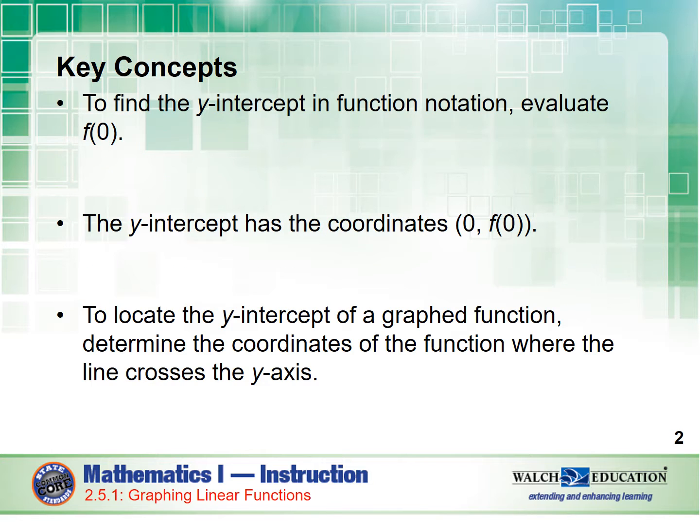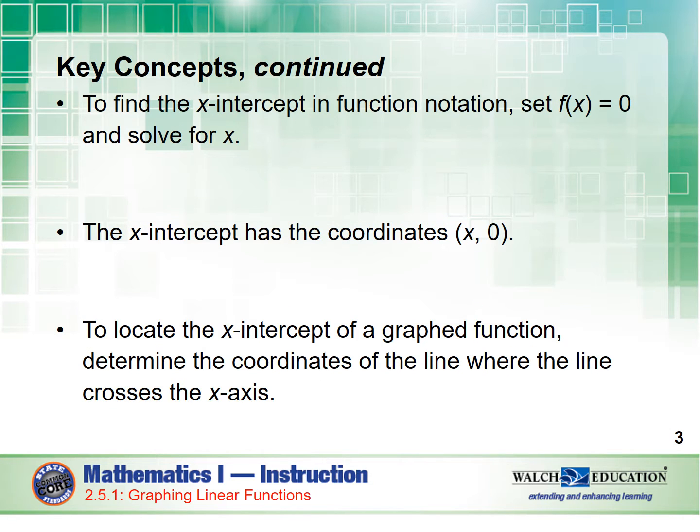So, key concepts of this lesson: to find the y-intercept in function notation, you would evaluate it for f of 0. The y-intercept has coordinates 0, y. To locate the y-intercept of a graphed function, you're going to determine the coordinates of the function where the line crosses the y-axis. It's very simple, so you just look where your line hits the y-axis, and then you figure out what coordinates they are. Same for the x, except we're going to be looking at the x-axis.